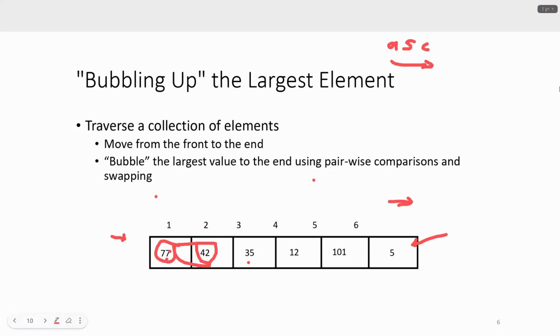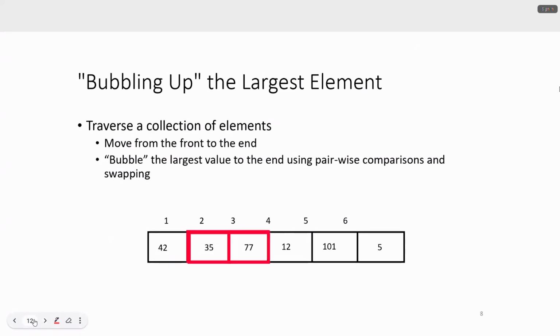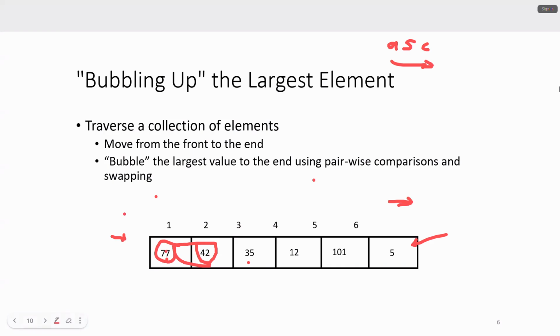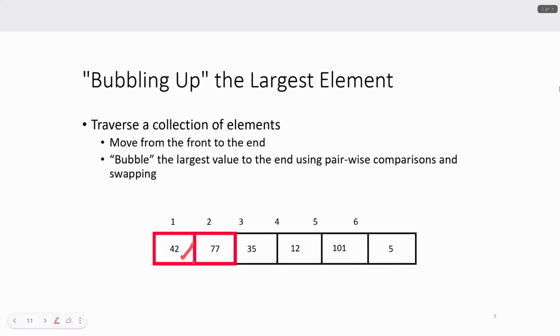We take two elements and compare whether this is smaller than this, because we need the smallest one at the leftmost slot. 77 and 42: we compare them. Yes, 42 is smaller than 77, so we swap those two. We can see 42 has come here and 77 is in the second spot. Now we have sorted this out.